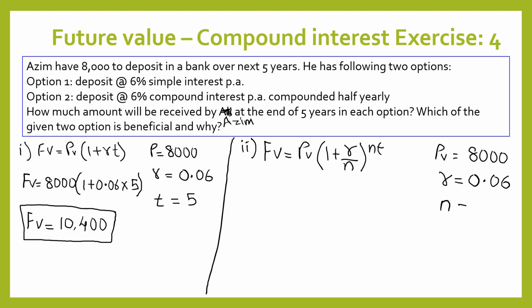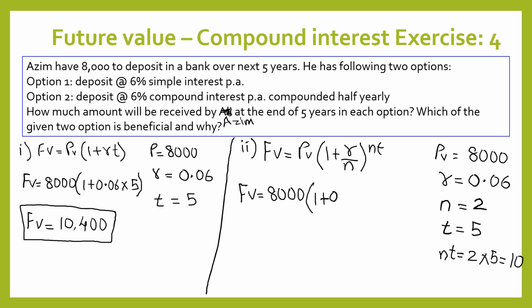Then write n. What is my n? It is compounded half yearly. Half yearly means n will be 2. And what is my t? Time is again 5. So my nt will be 2 multiplied by 5, that is equal to 10. Now just put it in the formula. The future value is equal to 8,000 into bracket 1 plus 0.06 divided by my n, which is 2, bracket close, power of nt, that is 10.